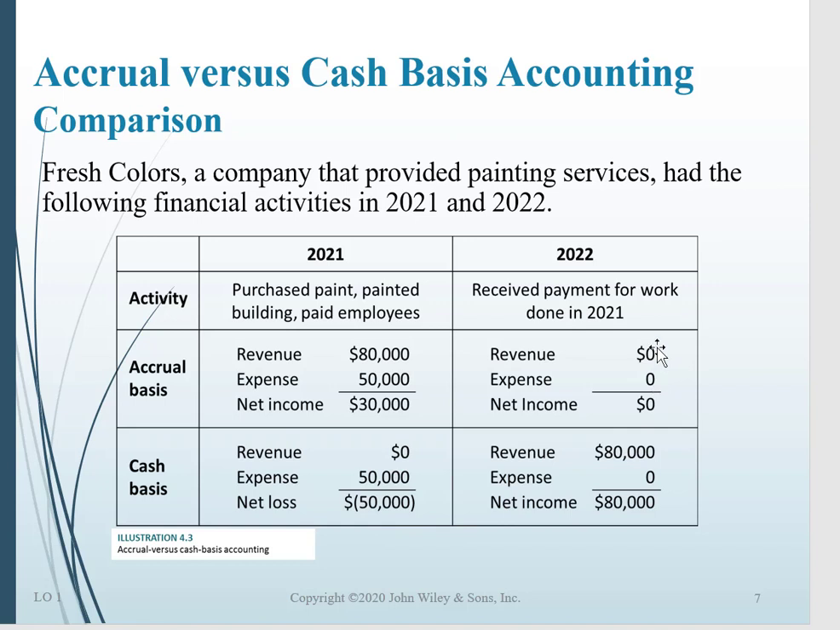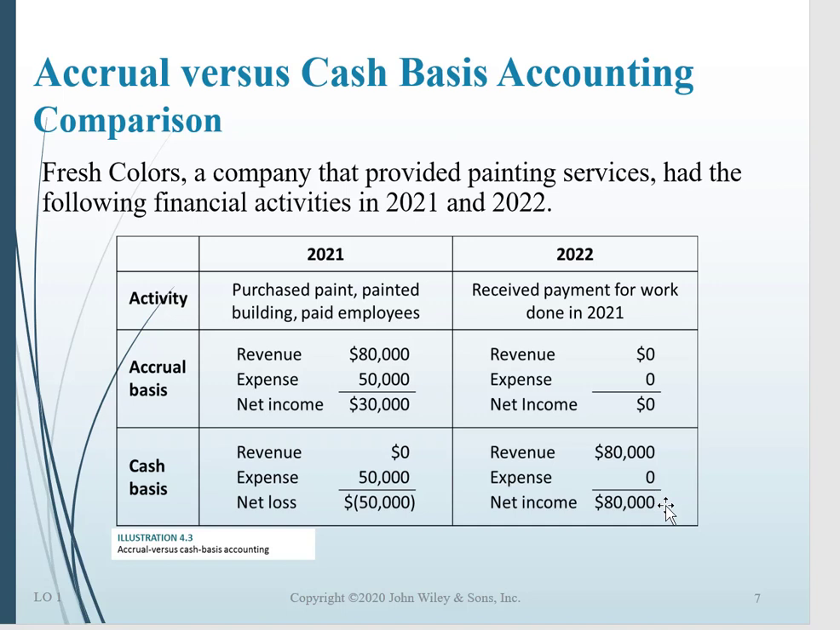In 2022, what happened? There was no revenue, there were no expenses, zero income. So what is the total? $30,000 total. What happened here? Now we receive the $80,000. There are no expenses.